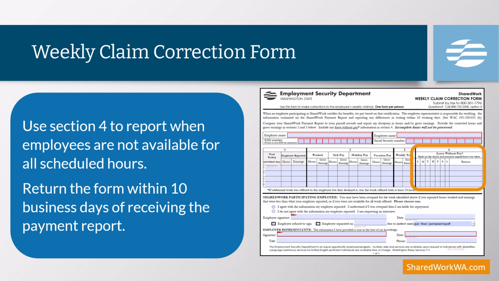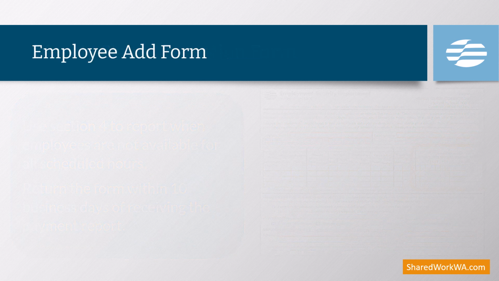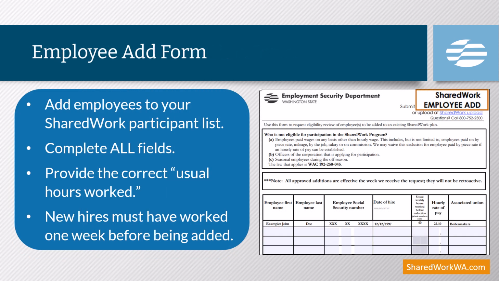Shown on screen is an example of the weekly claim correction form. Section 4 is circled in orange, showing the Leave Without Pay columns. The Employee Add form is submitted when you want to add more employees to your existing shared work plan. It's important that all fields are completed or the form cannot be processed.